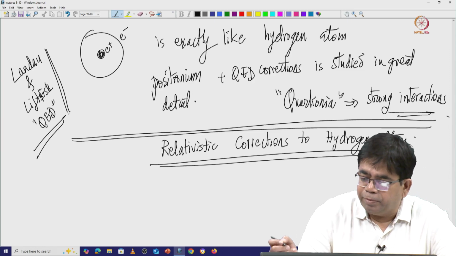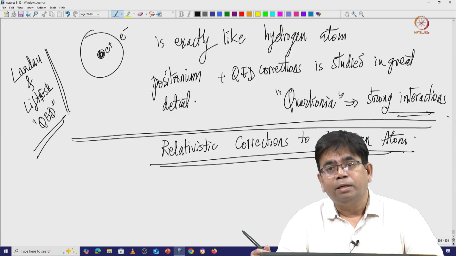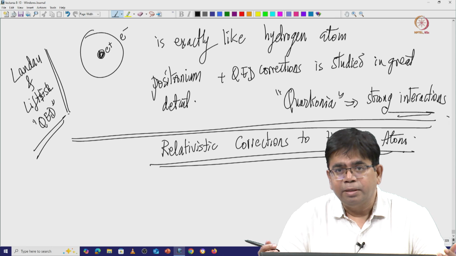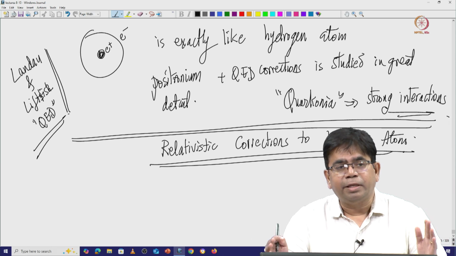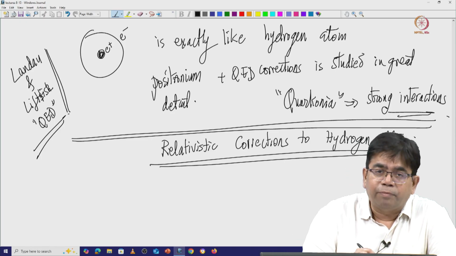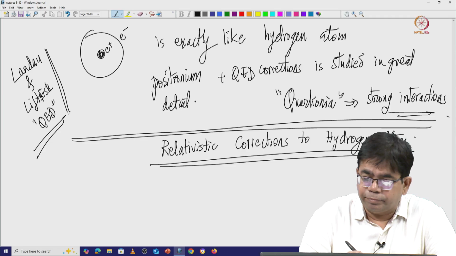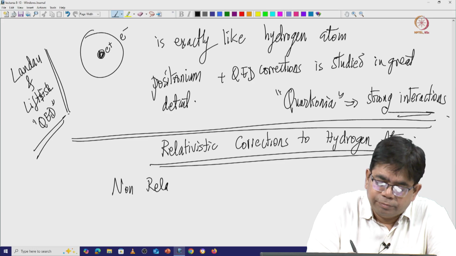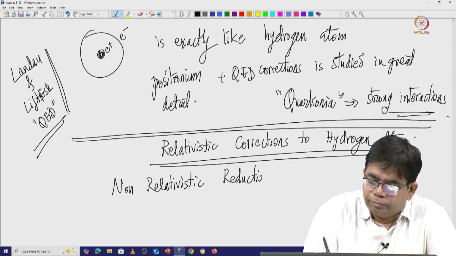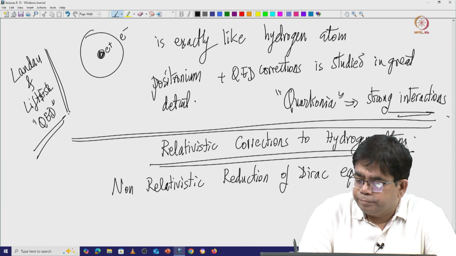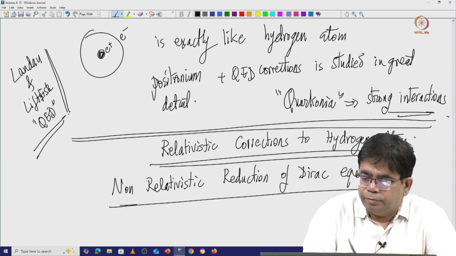Now, but before that, how do you write the hydrogen atom potential? How do you solve the relativistic correction in the hydrogen atom starting from the Dirac equation, which is a completely relativistic case essentially? To do that, I will start with the non-relativistic reduction of the Dirac equation, and then I will continue from there.